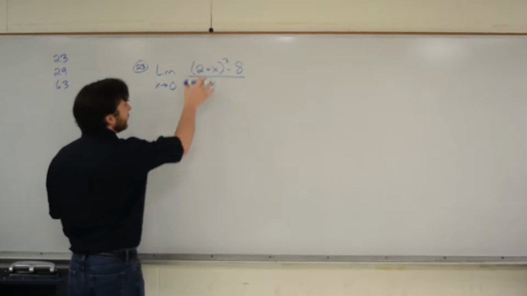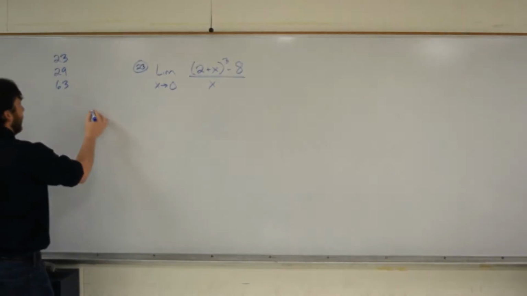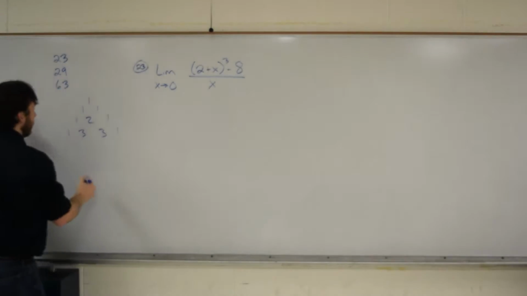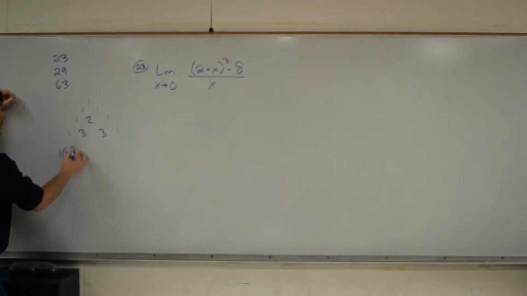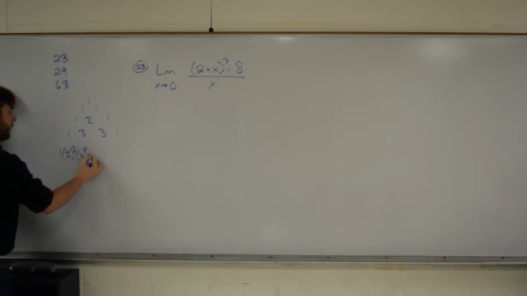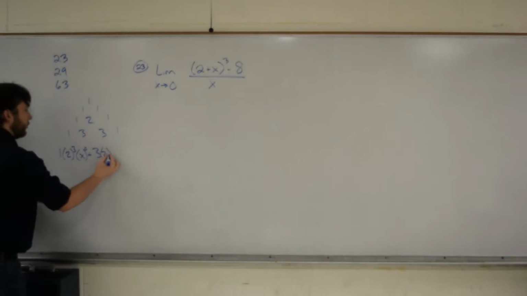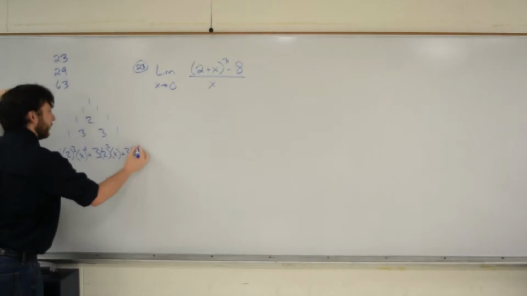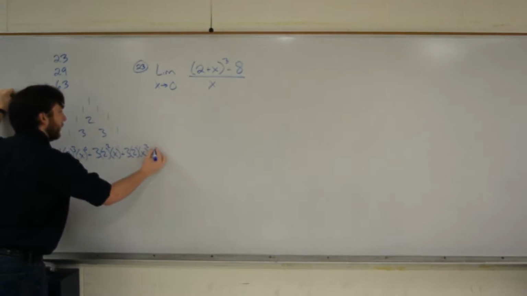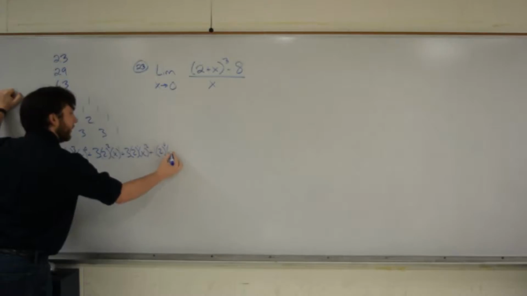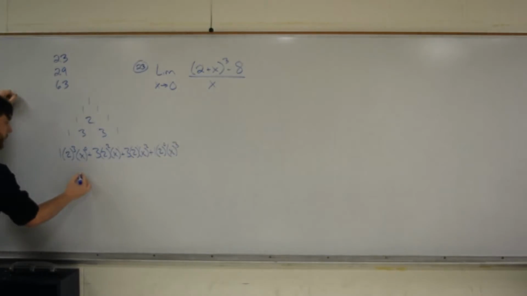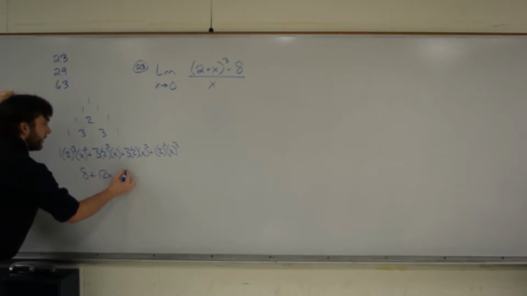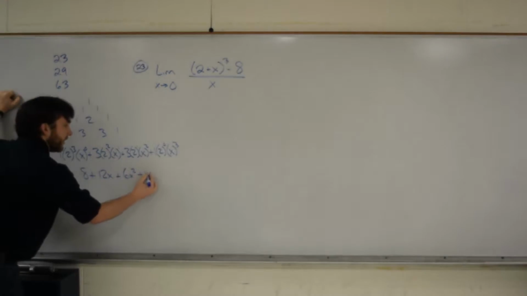To do this one algebraically, we need to raise 2 plus x to the third power. I'm going to get some help from Pascal's triangle. So this is going to be 1 times 2 to the third times x to the 0th, plus 3 times 2 to the second times x to the first, plus 3 times 2 to the first times x to the second, plus 1 times 2 to the 0th times x to the third. So this is 8 plus 12x plus 6x squared plus x cubed.